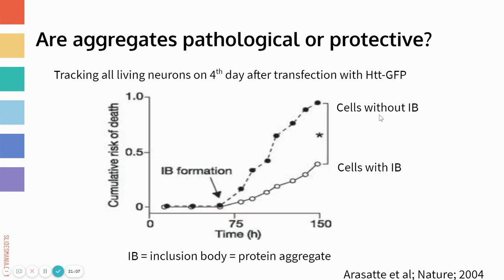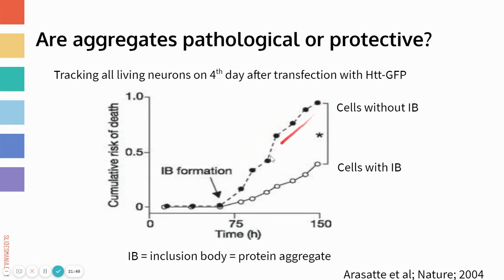And in this, we're looking at neurons that either do or don't form inclusion bodies and tracking how likely they are to die over time. So we're looking at neurons. They all have this Huntington's protein inside of them. And at the beginning, you can see that everyone is the same. But then right before 75 hours, some of the cells formed a protein aggregate and some of the cells didn't. And so they separated those two out, the cells that did and the cells that didn't, and tracked them over time and looked at how likely they were to die.